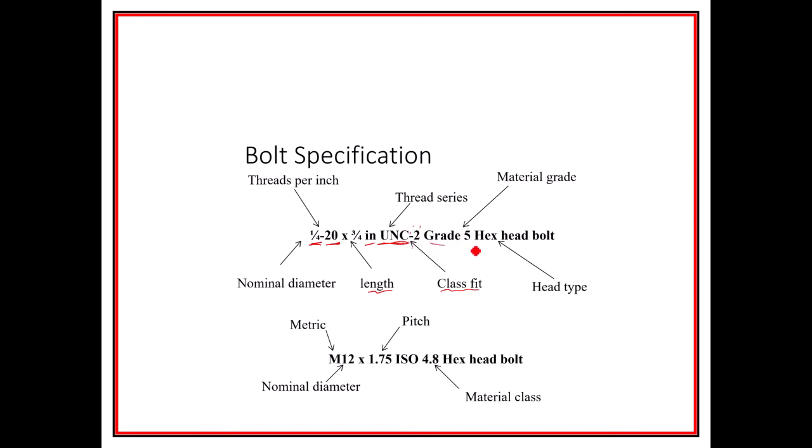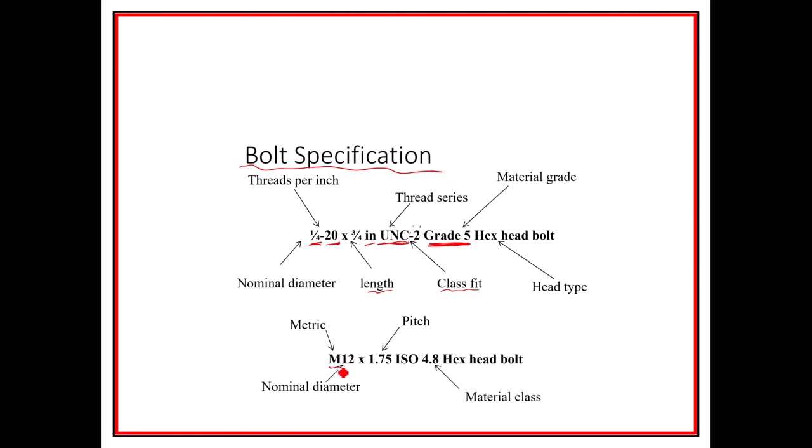Then you have the grade. This is really the material and really the strength. This is where you know how strong, and we can look this up in a table. We have an abbreviated table in our textbook. And then we have the head type, right? So this goes for the entire bolt specification.